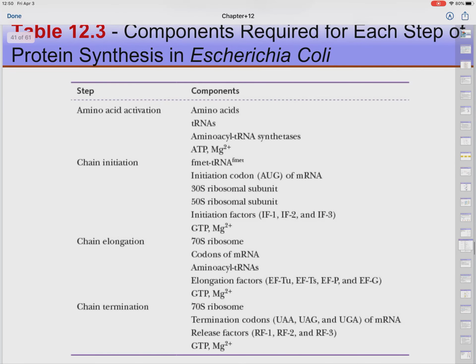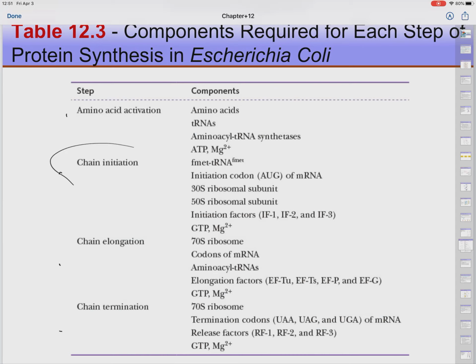Okay. So yeah, these are all the components that are required for the different steps in this translation process in prokaryotes. The activation step, and the initiation, elongation, and termination. Now for the most part, eukaryotes follow a lot of the same trend. We're going to call everything a little different. Our ribosomal subunits are a little differently sized. But for the most part, it's going to follow a lot of this.